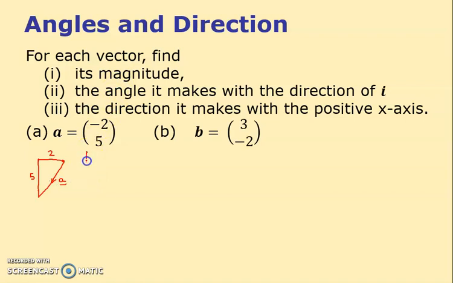So straight away I can go, magnitude of a is the square root. We just did this. Notice I don't care about a negative number even, because if I square it, it's going to become positive. So I personally never even write that. It's 2 squared plus 5 squared. That's not very nice, but it's root 29. Okay. Find the angle it makes with the direction of i.